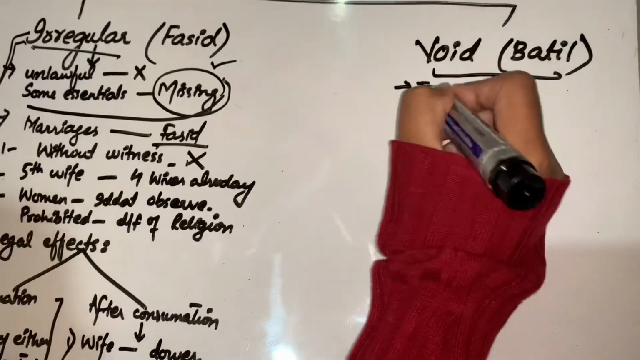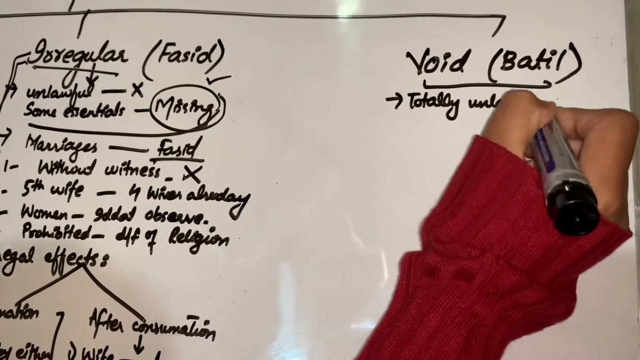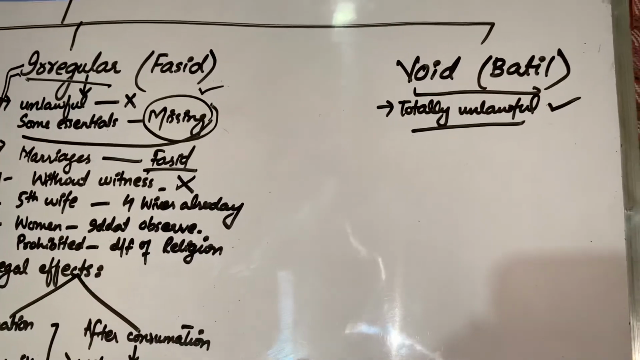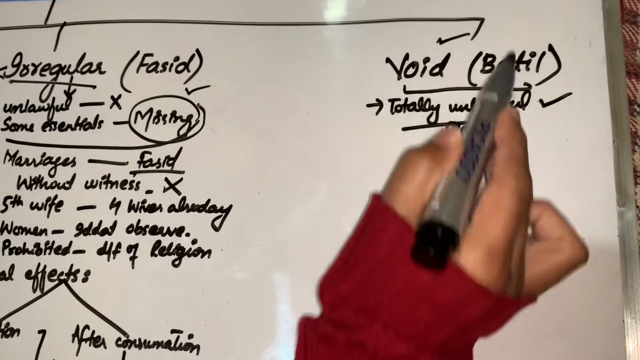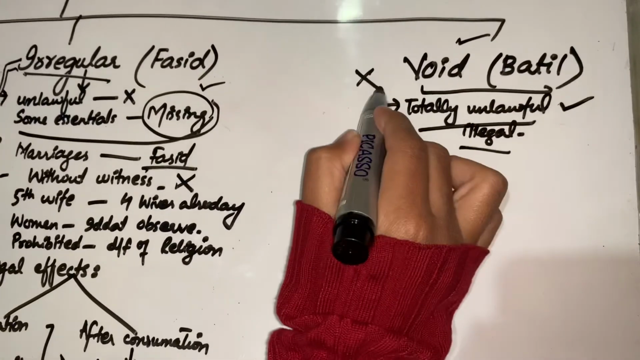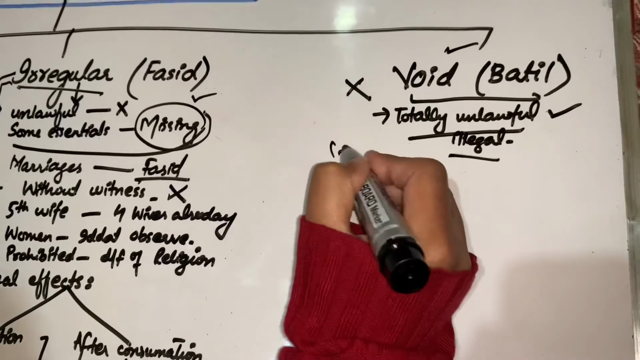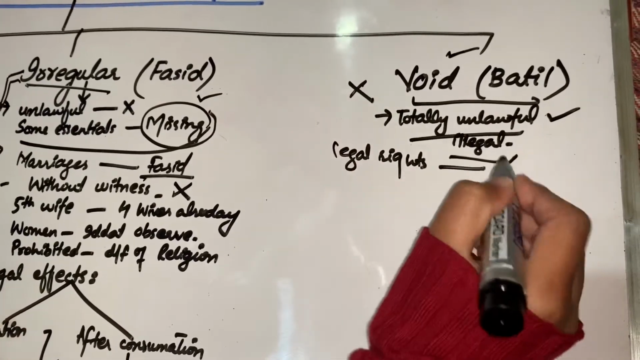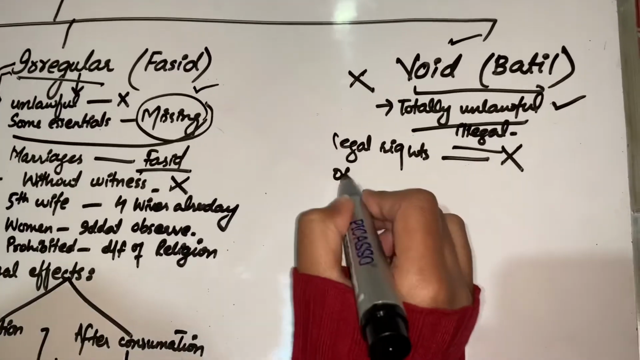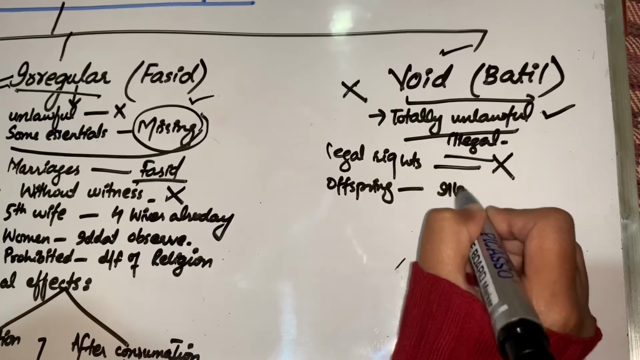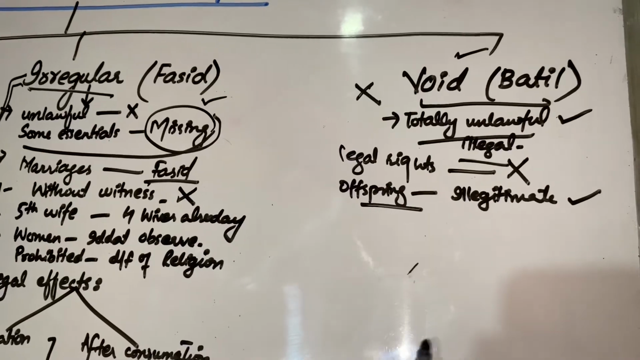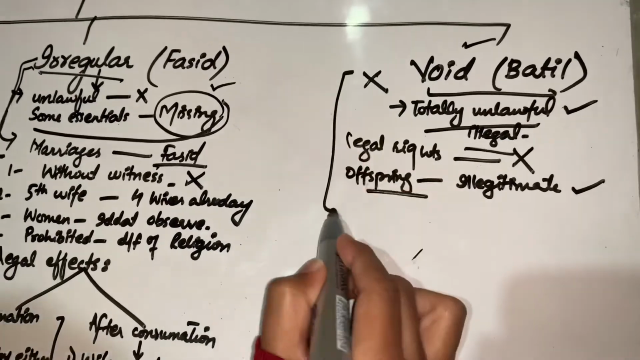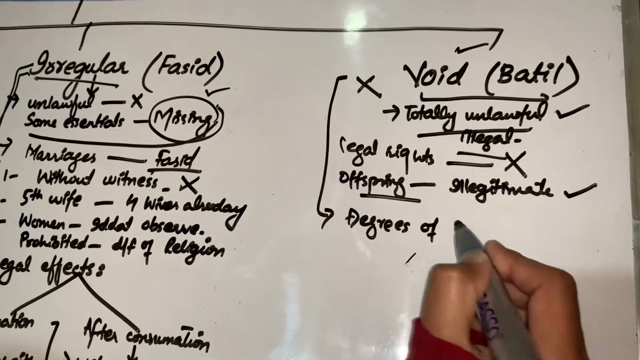The last kind of marriage is void marriage or batil marriage. Void marriage is one which is totally unlawful. Void marriage is a marriage which is illegal or no marriage at all. A marriage with a woman prohibited by reason of consanguinity, affinity, or fosterage is void. Void marriage doesn't create any rights, duties, and liabilities because the offspring of void marriage is illegitimate.